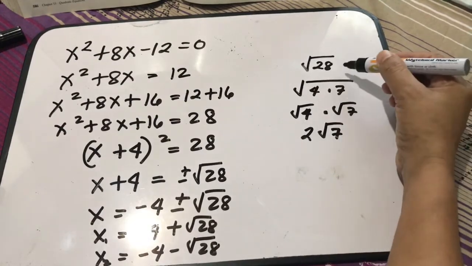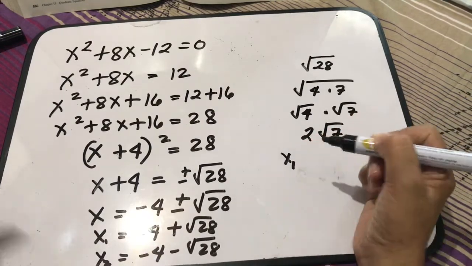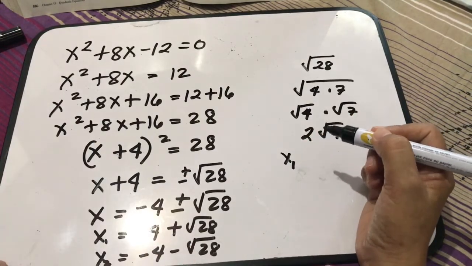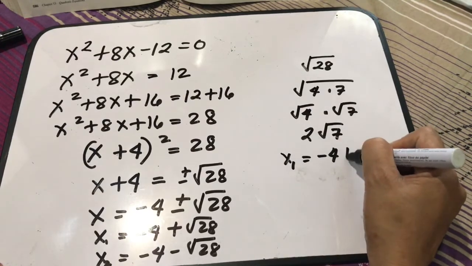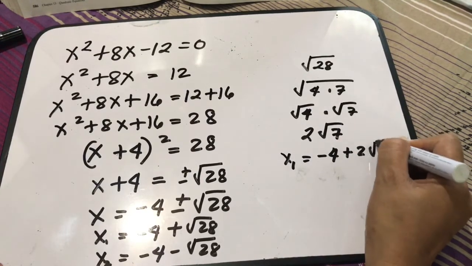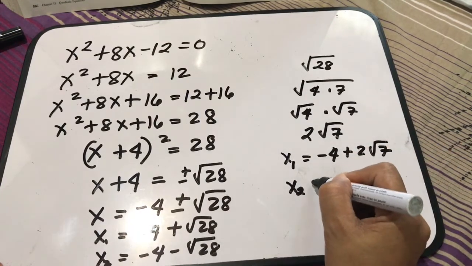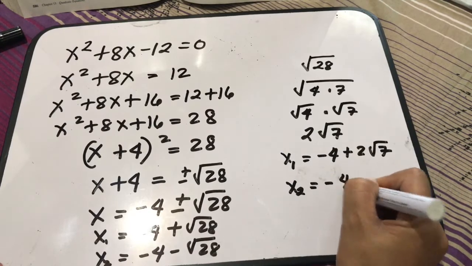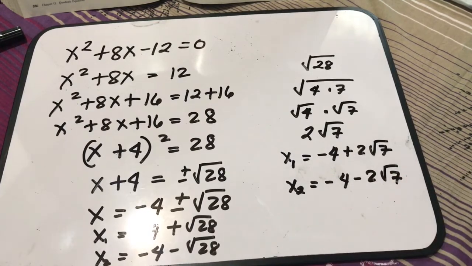This is equal to 2 times the square root of 7. So if the square root of 28 is 2 square root of 7, then your first root, which is negative 4 plus the square root of 28, will give you negative 4 plus 2 times the square root of 7. And the second root is equal to negative 4 minus 2 times the square root of 7.